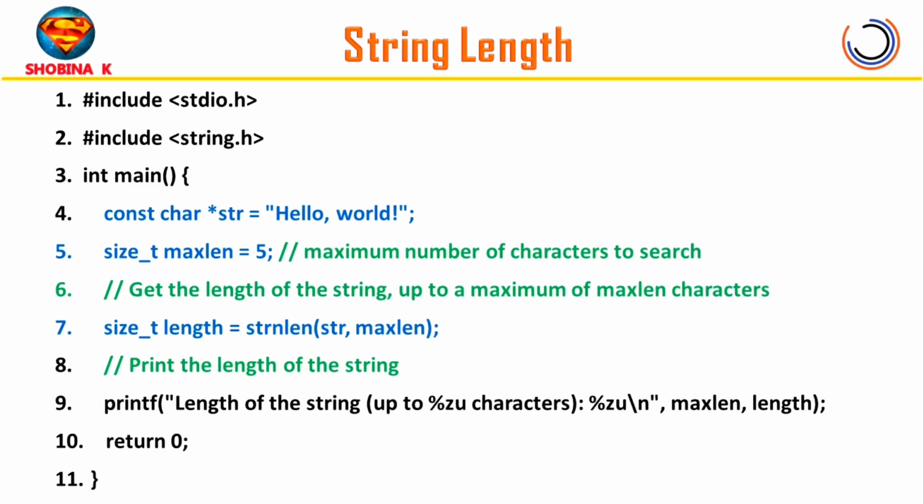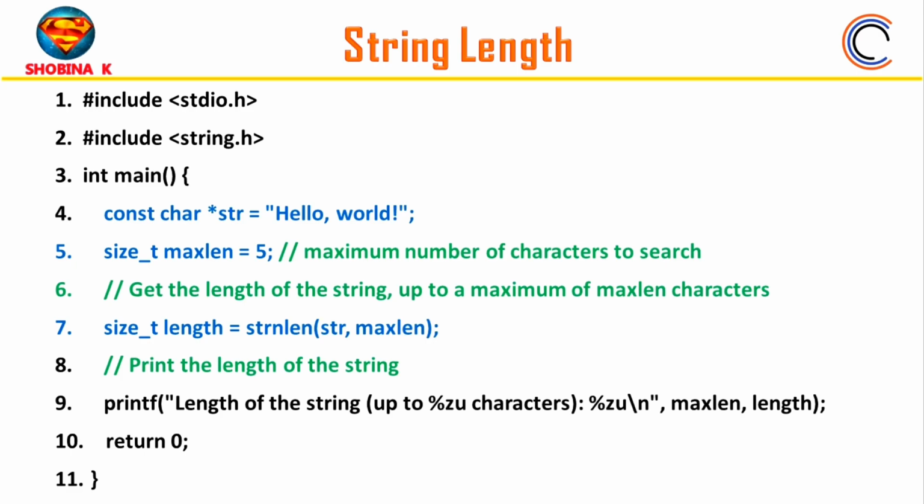Include the necessary header files, and next up we have the main function, and then we declared a pointer str to a constant character array containing the string hello world. And next we declared a variable max_length of type size_t and initialized it with the value 5, which represents the maximum number of characters to search in the string.